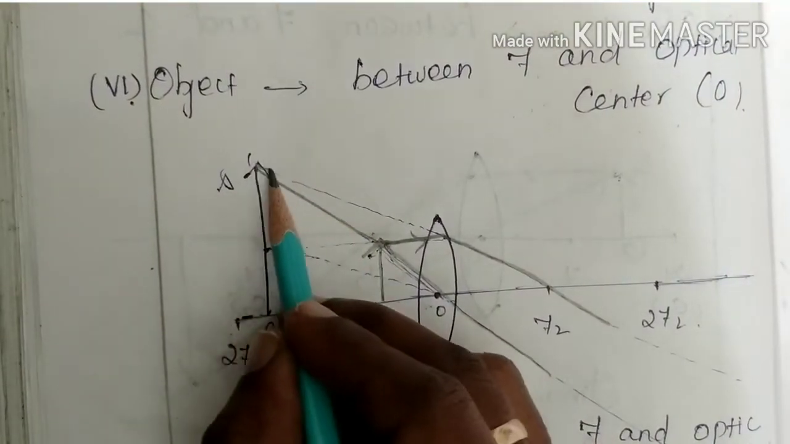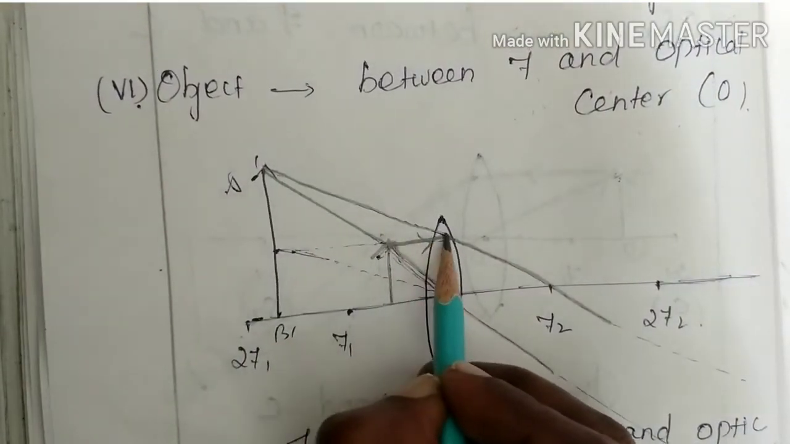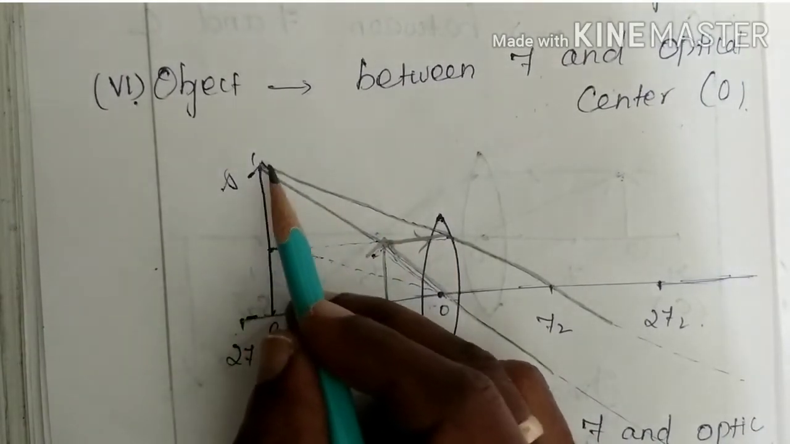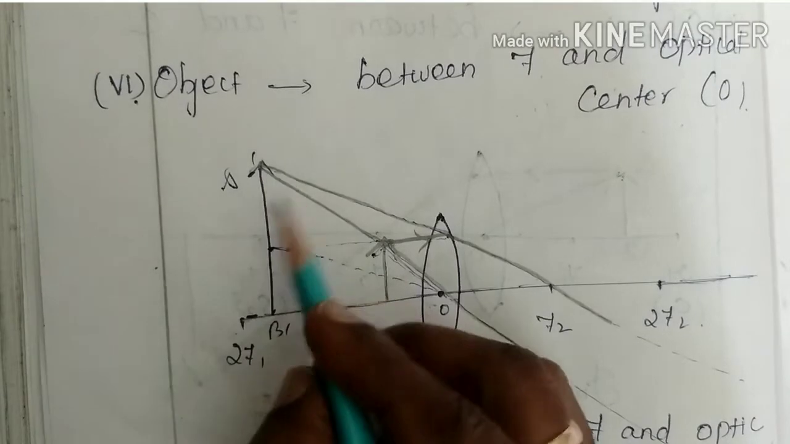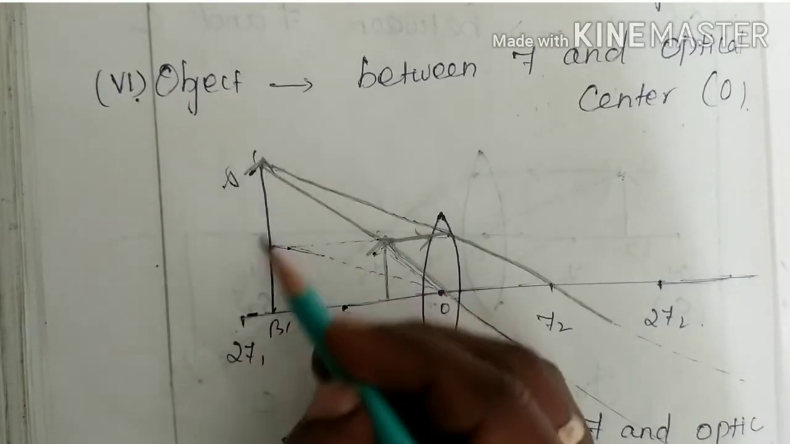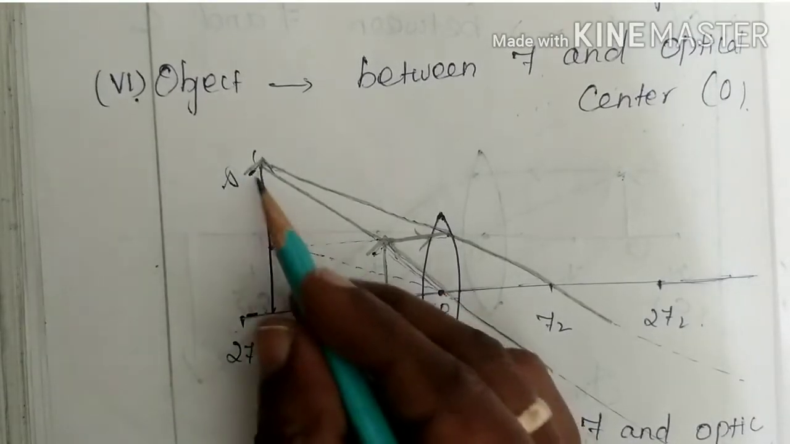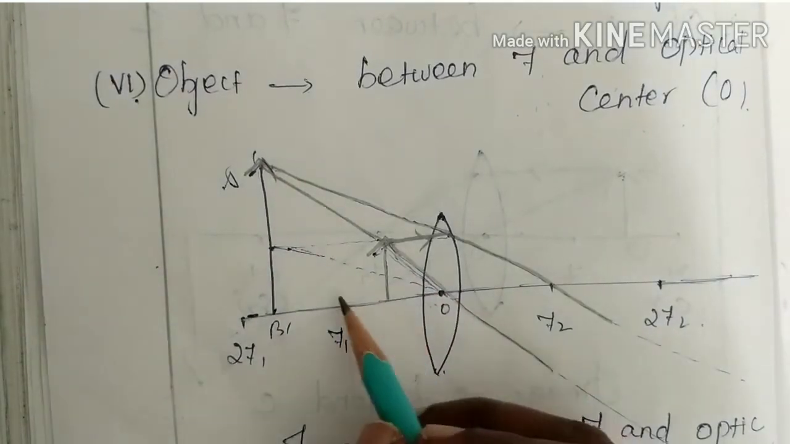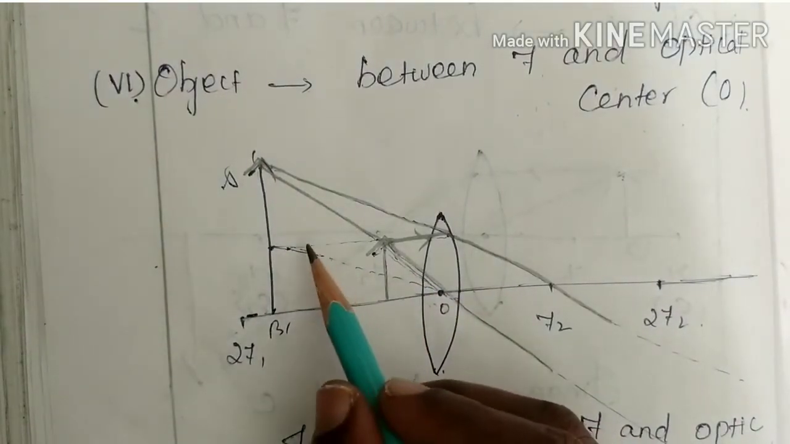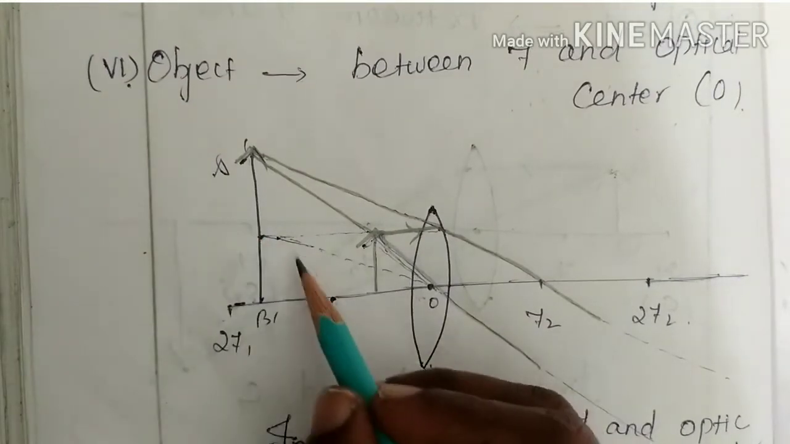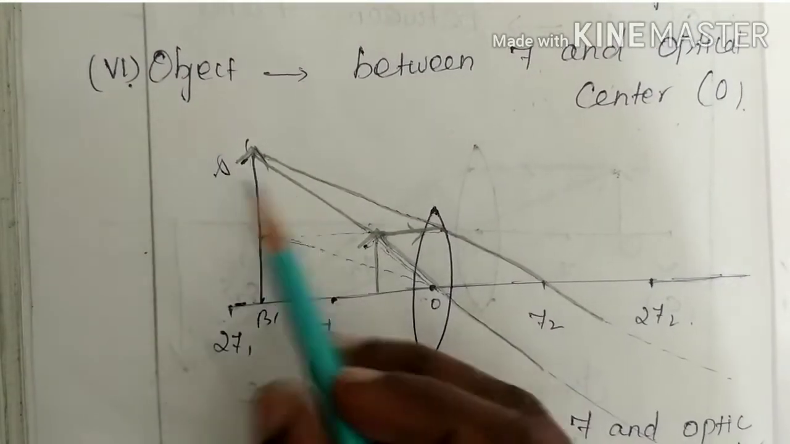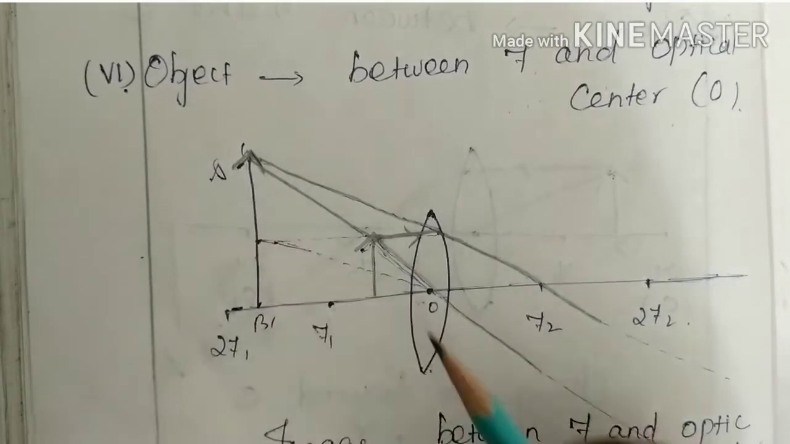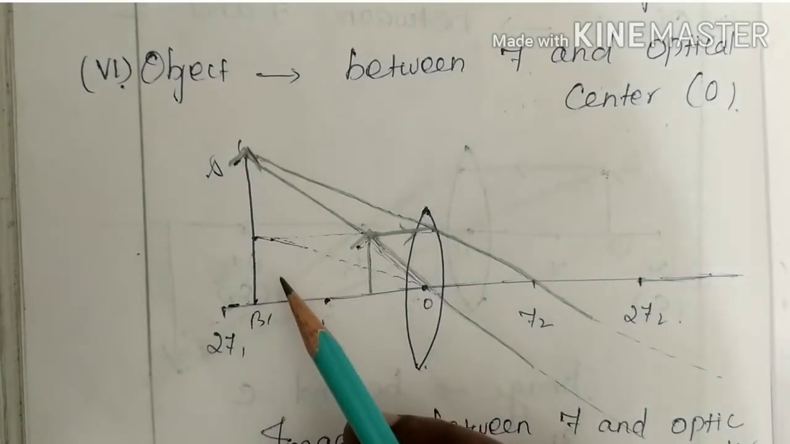The two refracted rays will meet at the back of this lens, at this point. So here the image is formed. Here A' B' denotes the image. In this case alone we are getting a virtual image. It's not a real image. It's a virtual image, and the image is erect. Erect means it's not an inverted image.